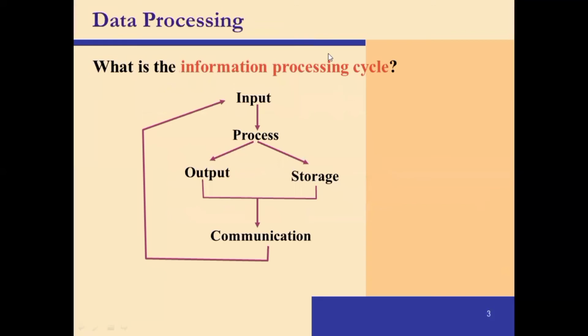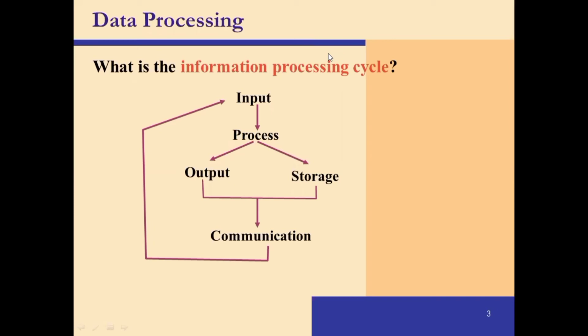Now let us come to the information processing cycle, how a computer works. The computer takes the input and processes the data. The input would be the raw data that you provide to the computer to perform some function on, and it gives you an output. After processing, there are two steps. Either it gives you the output or you want to store it, or both.